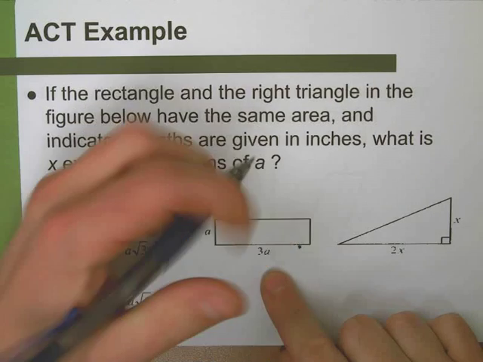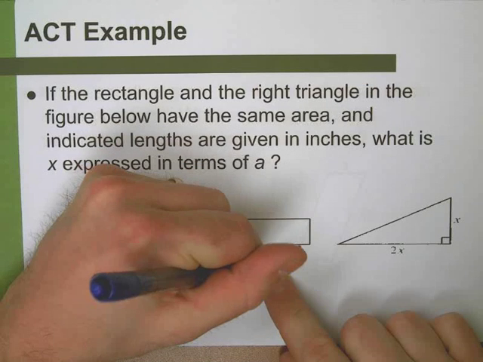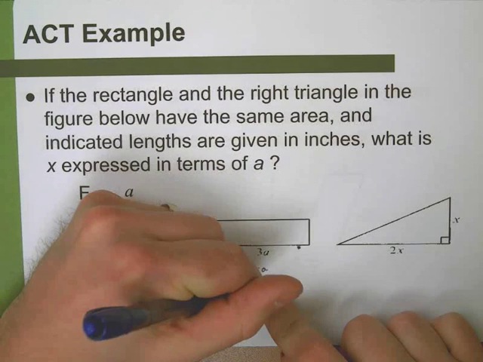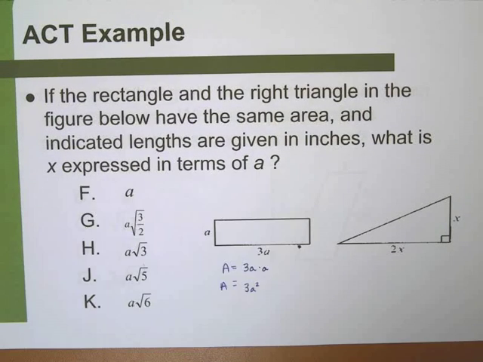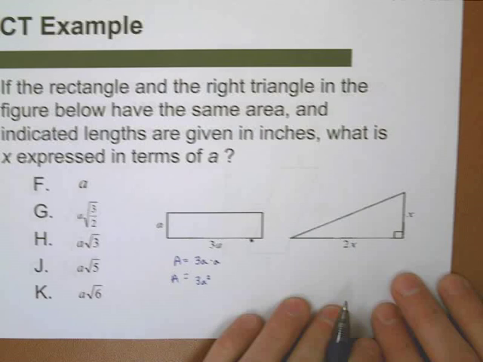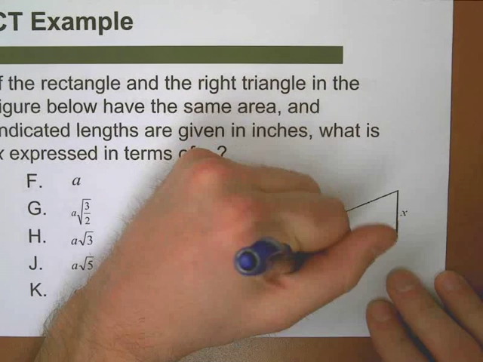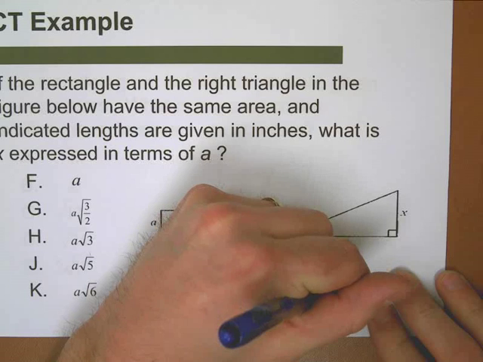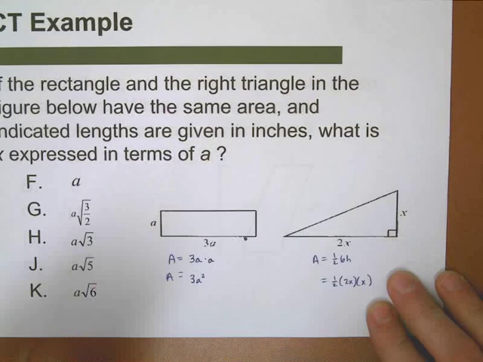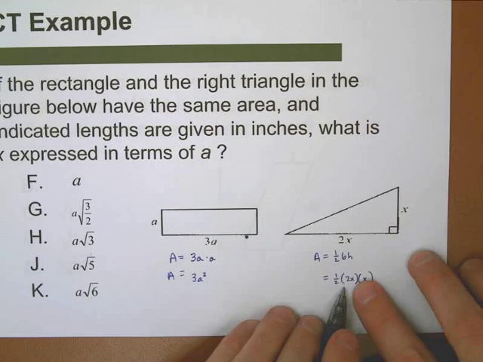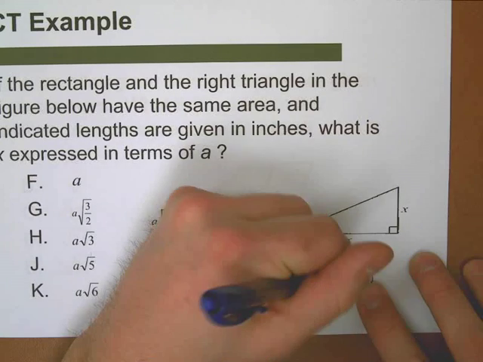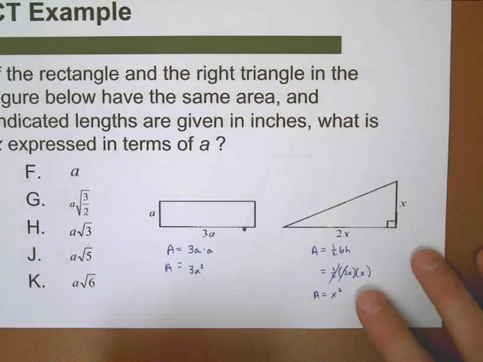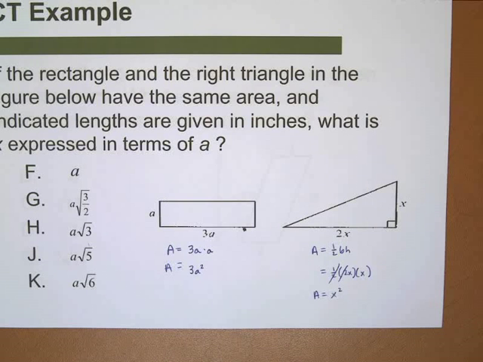Well, here's all I need to know, really. That's a rectangle, and the area of a rectangle is base times height. So the area of this rectangle is 3a times a, which is 3a squared. Over here, the area of a triangle is 1/2 base times height, which is 1/2 times 2x times x. Half of 2 is just 1, so those cancel each other out, and x times x is just x squared. That area is x squared.